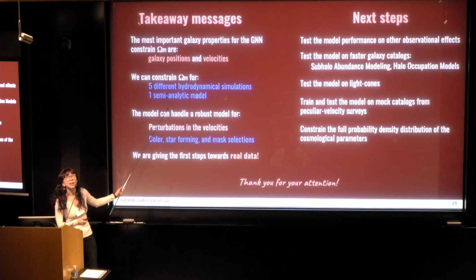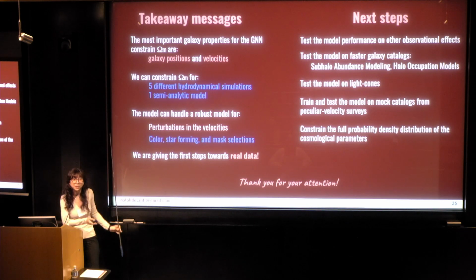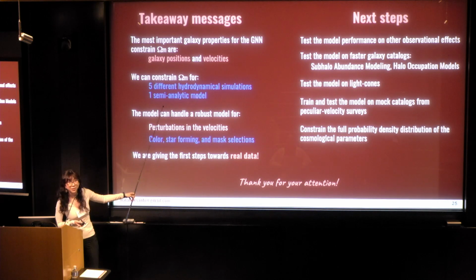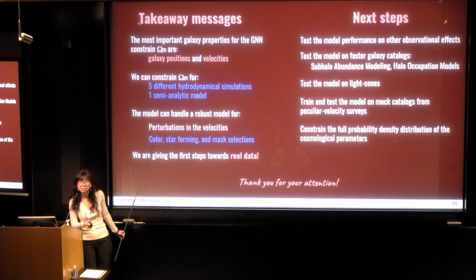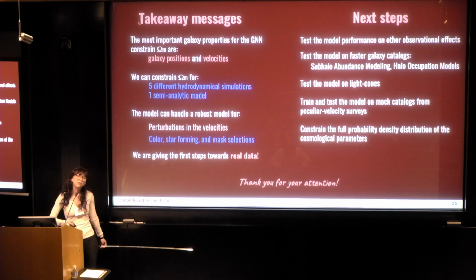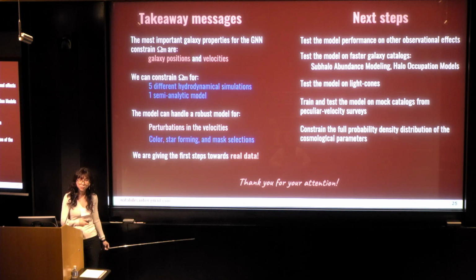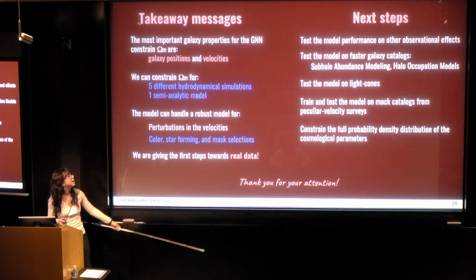So for the first time, we can do cosmology with graph neural networks using only galaxy positions and velocities. Our model is able to extrapolate to many other hydrodynamical simulations, and to semi-analytical models as well. Our model can handle perturbations and velocities, and can handle selections by color, star forming, and mass. And we are taking the first steps to try to convince people to use this on real data. Next steps, of course, we do have them.